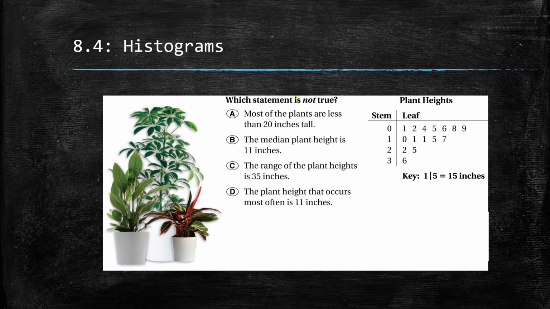Which statement is not true regarding our plant height stem and leaf plot? A, most of the plants are less than 20 inches tall. When looking at my plot, I see that the majority of my leaves are over here, which is less than 20. So that would be a true statement.